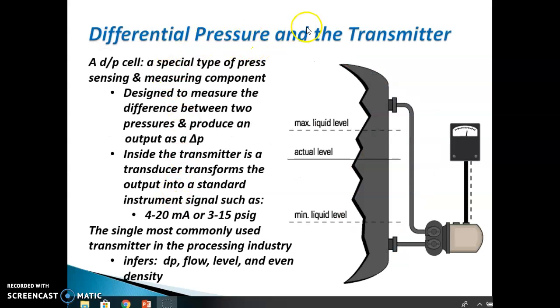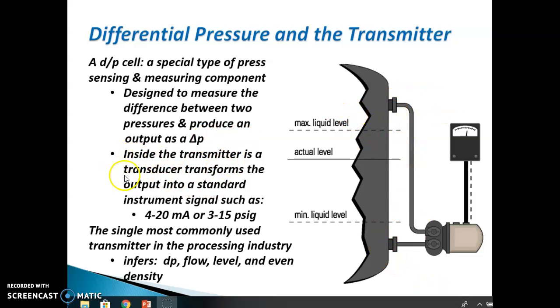Okay, let's look at the differential pressure transmitter itself. So a DP cell is a special type of sensing and measuring component. It's designed to measure the difference between two different pressures, a high end and a low end, or actually high here, low here, or on the pressure sides in a flow. Okay, it can give you individual pressures at each point. So it can give you pressure and then it can give you the DP or the delta P, which is the difference. And that's generally what you look at.